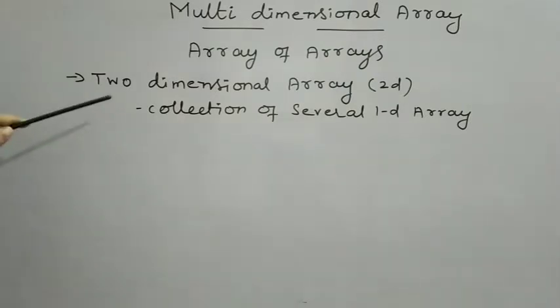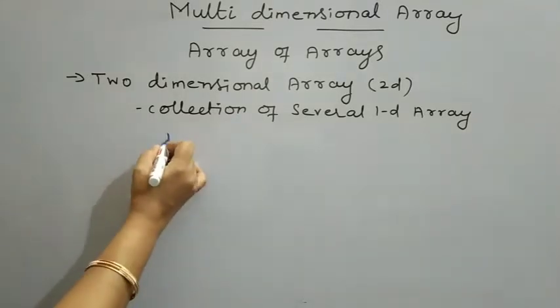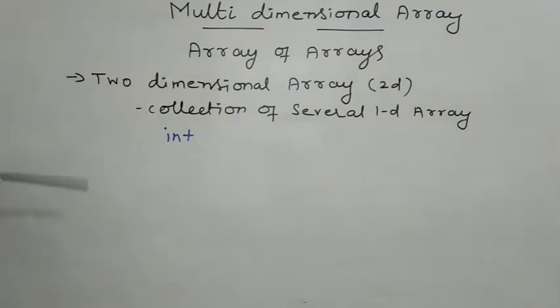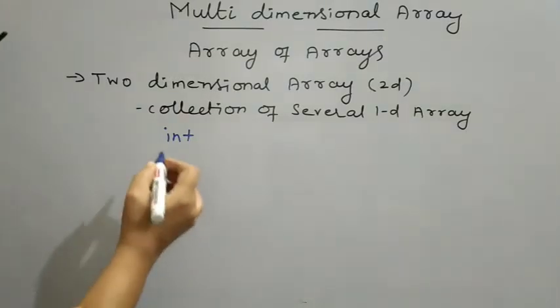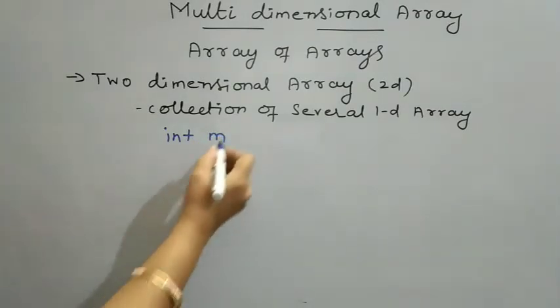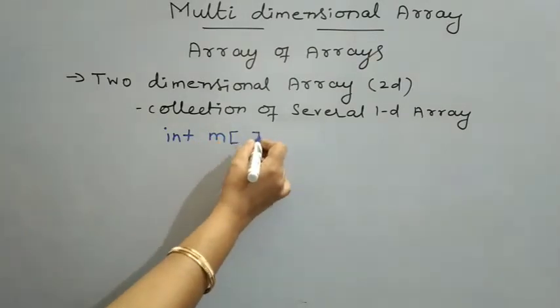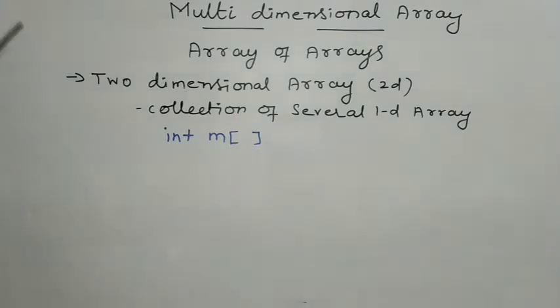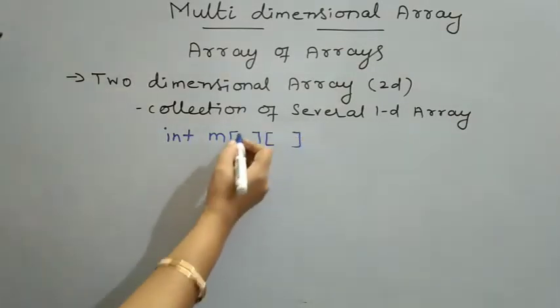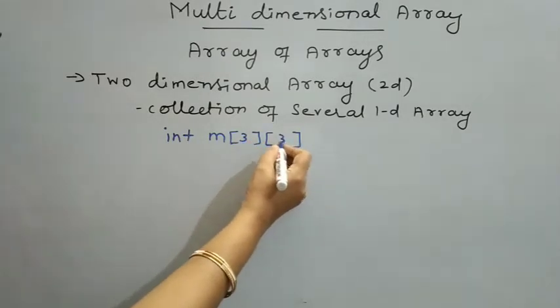If we want to define and declare a two-dimensional array, the declaration is like this. It starts with the data type, that is, the array is going to hold integer values. Following the data type is the name of the array, and then the number of elements in this array. Since it is two-dimensional, we have two index positions. It is 3 into 3.